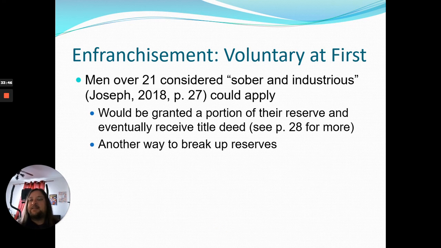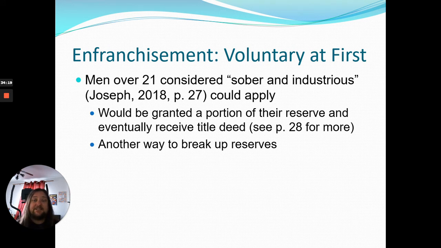And so they said that any Indian, First Nations man over 21 who was considered sober, because again, there was a stereotype that still exists today that First Nations people and all Indigenous people are drunks, right? Big stereotype there. And industrious, so hardworking, because again, their ethnocentric views made them think that First Nations and other Indigenous people were not hardworking. So any of these men over 21 who were considered sober and industrious could apply for enfranchisement.